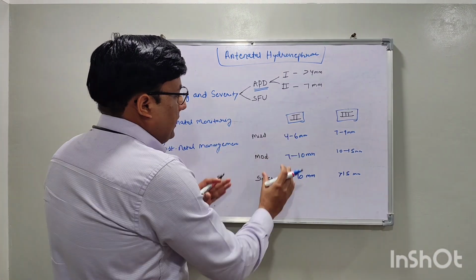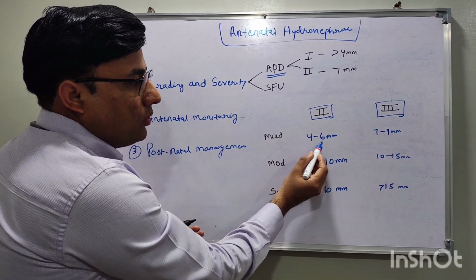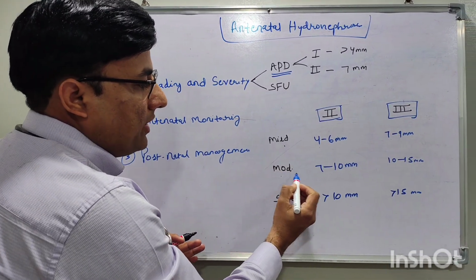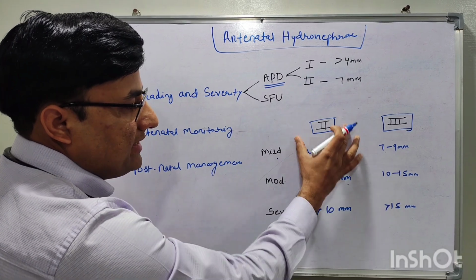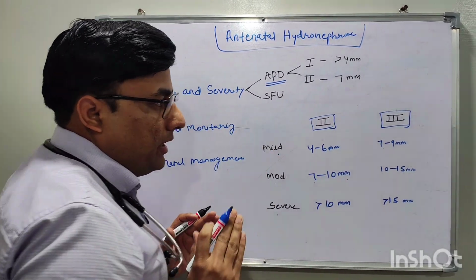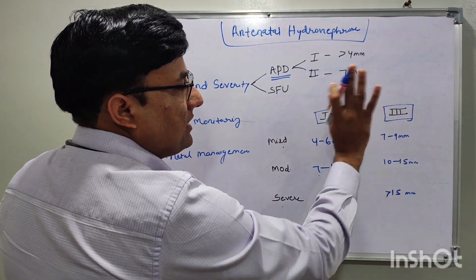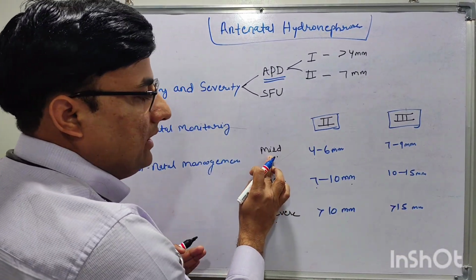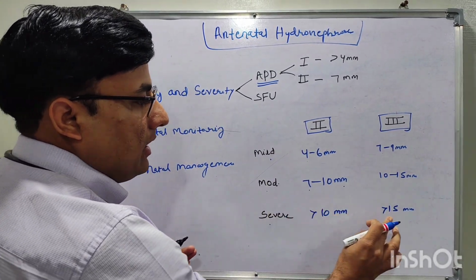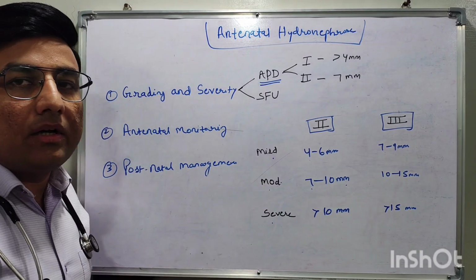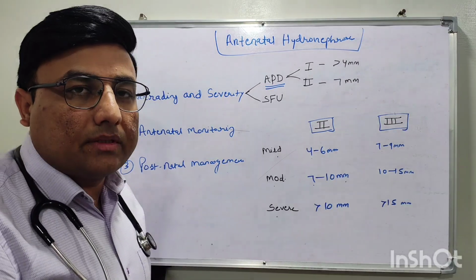After that, if we divide into categories, in the second trimester, if AP diameter is 4 to 6 mm, that is mild, moderate is 7 to 10 mm, and severe is more than 10 mm. If the fetus is in the third trimester, then more than 7 mm is significant, 7 to 9 mm is mild hydronephrosis, 10 to 15 mm moderate hydronephrosis, and more than 15 mm is severe hydronephrosis. So this is the classification according to the AP diameter of the renal pelvis.